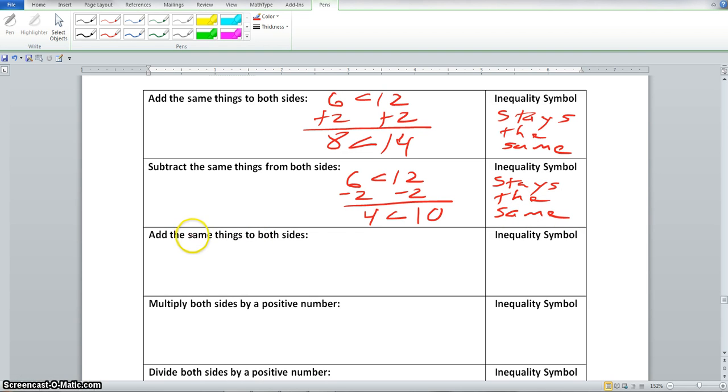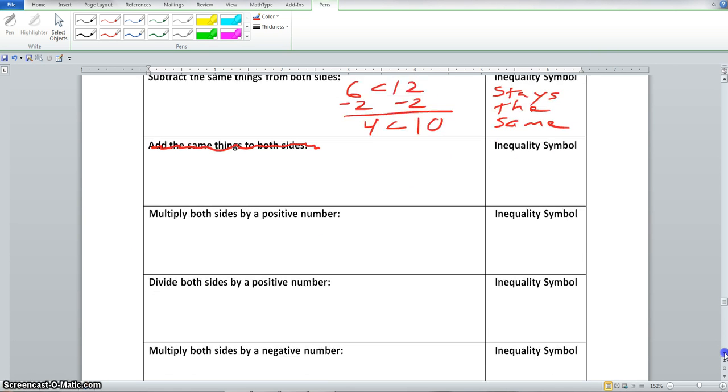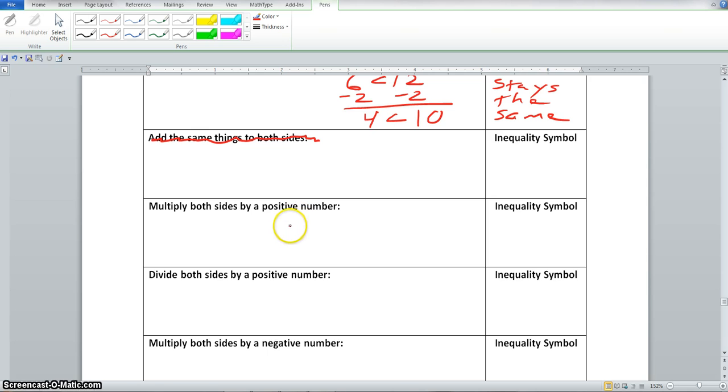Now here it looks as though this is a misprint because it has the same thing. On your paper it may not have this, but let's go down here to multiply both sides by a positive number. So let's multiply each side by 2. So we have 6 is less than 12, multiply each side by 2. So this would be 12 is less than 24, so the inequality stays the same.